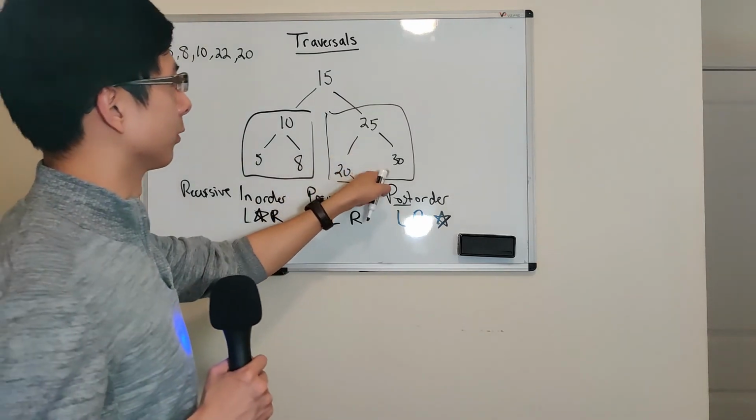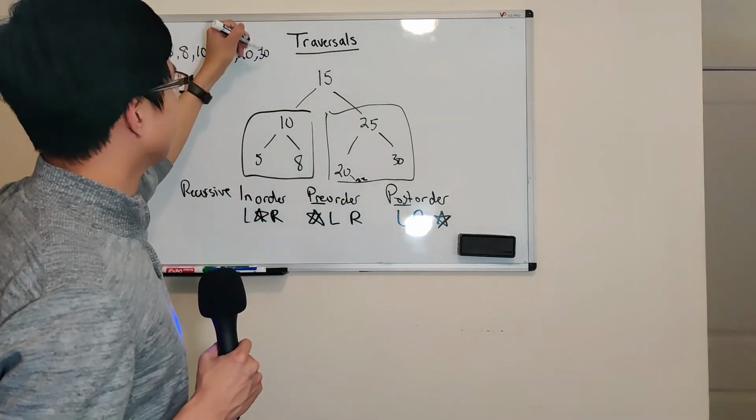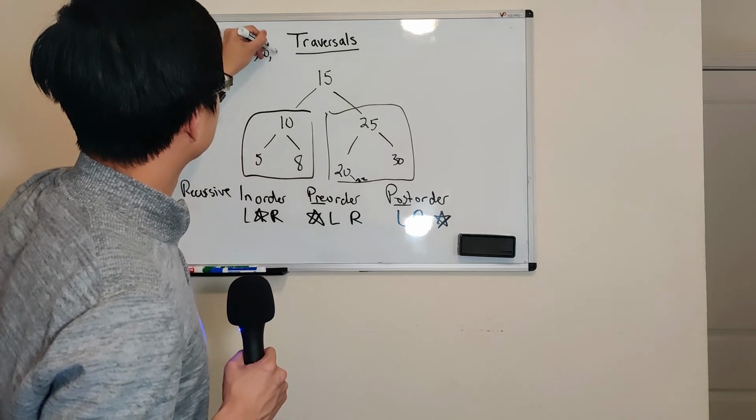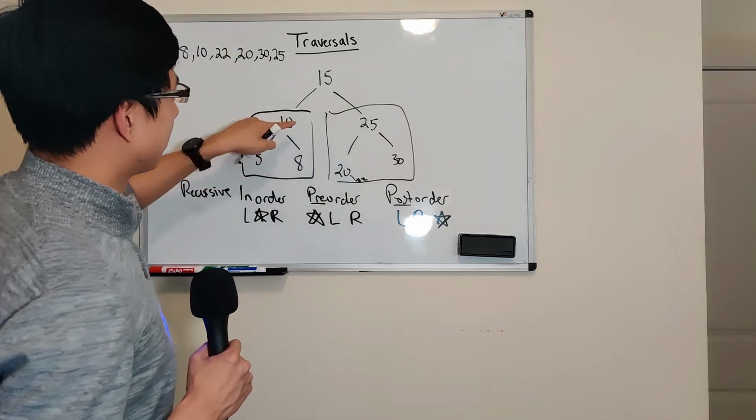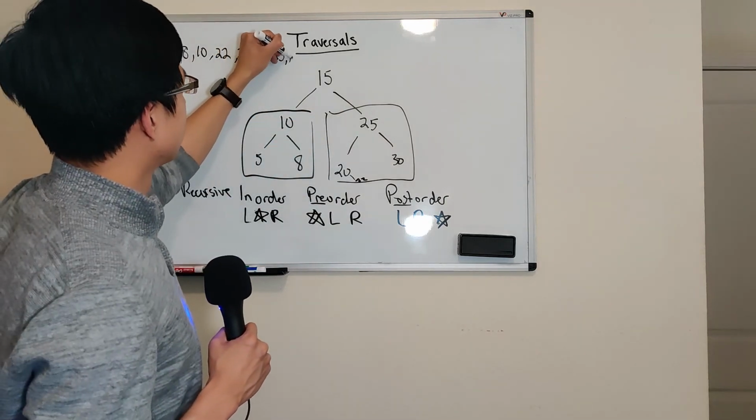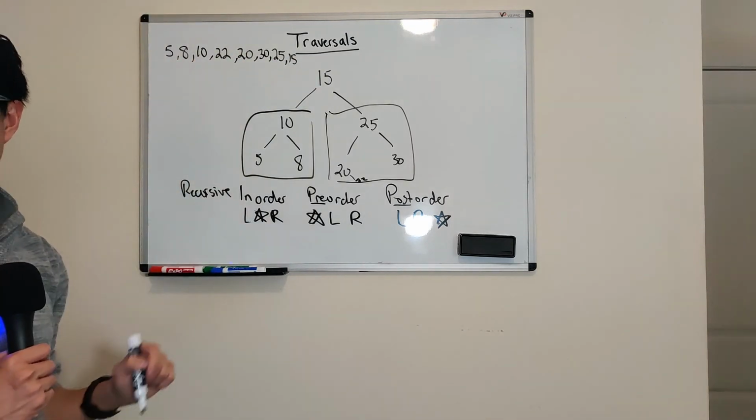So then there's post-order of 30. It doesn't have any children, so there we go. And then now that I finish 30, I can do 25. And then now that I finish 25, I finish the left, I finish the right, so I can write 15. So the post-order would be like that.